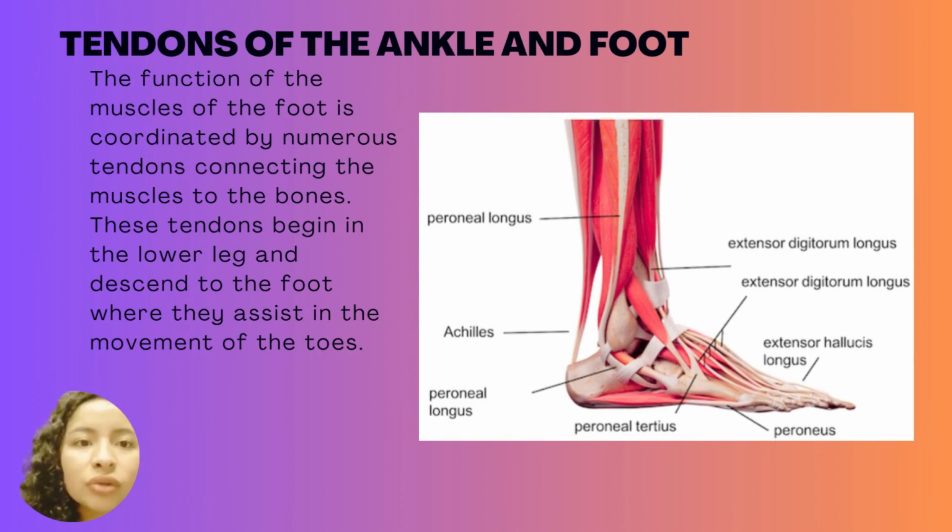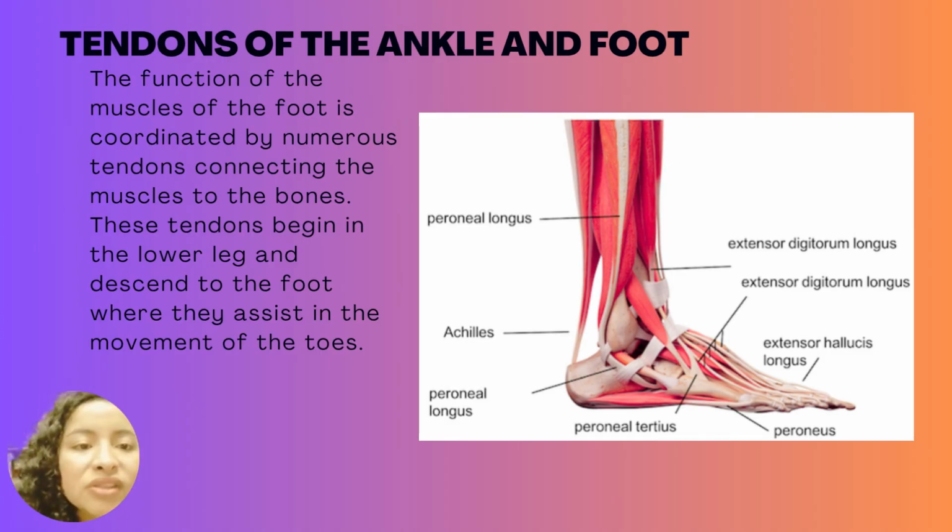Tendons of the ankle and foot. The functions of the muscles of the foot are coordinated by numerous tendons connecting the muscles to the bones. These tendons begin in the lower leg and descend to the foot, where they assist in the movement of the toes. Peroneal or fibularis tendons, longus and brevis, run behind the fibula along the lateral side of the calf to the foot. These tendons are named after their corresponding muscles.